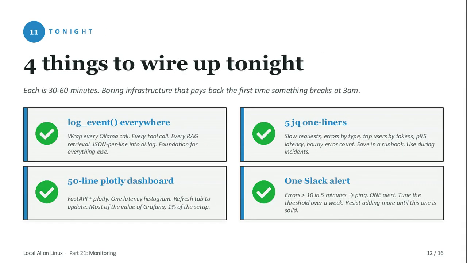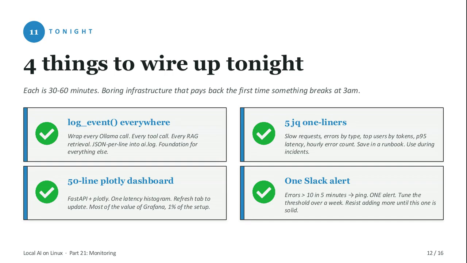So before you graduate to any of that, here's tonight's homework. 4 small jobs, 30 to 60 minutes each. Drop a log event wrapper around every ollama call, every tool call, every RAG retrieval, writing JSON per line into AI.log. That's the foundation. Save 5 jq one-liners in a runbook: slow requests, errors by type, top users, P95 latency, hourly error count, so you're not improvising at 3 a.m.